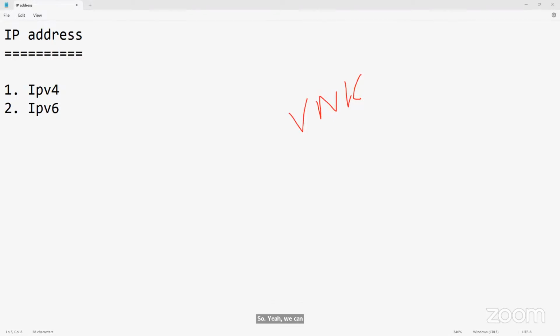Sir, we can't see your screen or that command prompt. Oh, 1 second. I think I have not. Oh, I have only shared my notepad. 1 second.